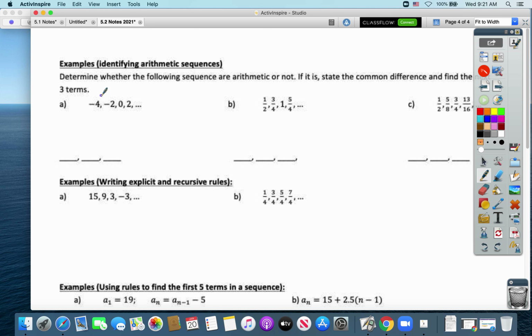So if we look at this one, we go from -4 to -2 to 0 to 2. We can see every time we are adding 2. So if we're going to continue that pattern, we just keep adding 2. So 2 plus 2 would be 4, and then 6, and then 8.